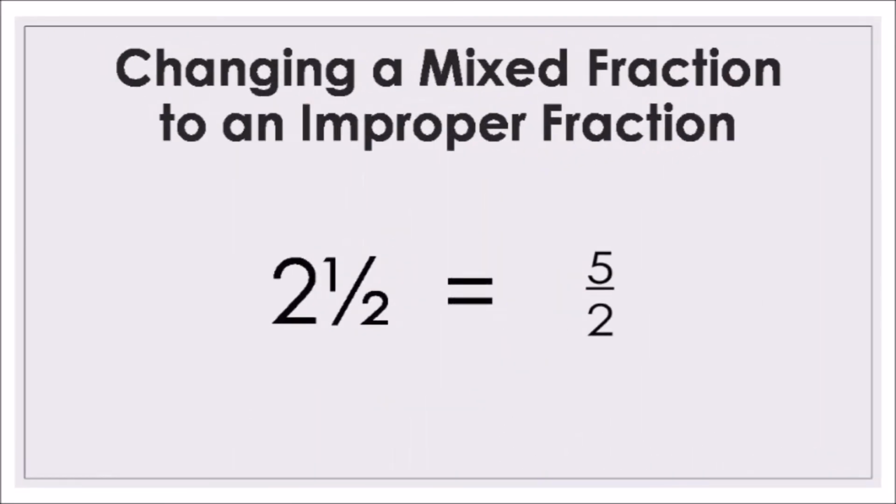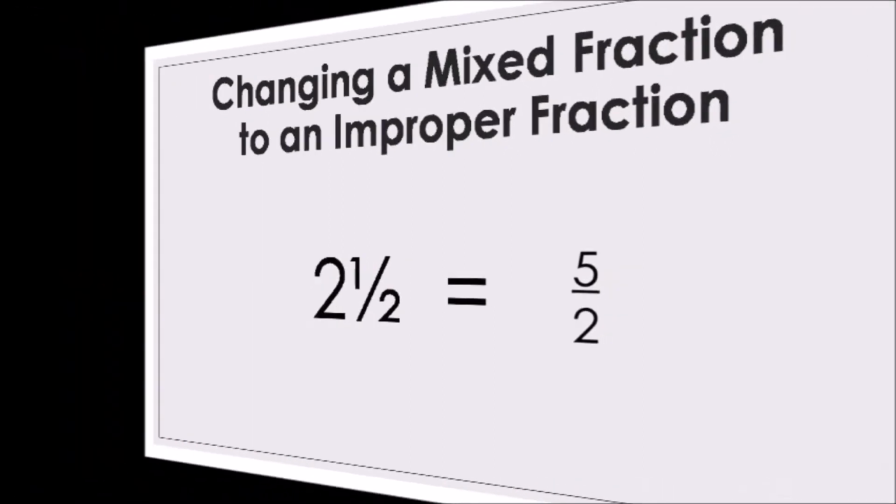Yes, 2 1/2 is 5 halves. 5. And then the 2 is on the bottom. So 2 times 2 is 4. Plus 1 is 5. And then you write it as 5 halves. 5 with the denominator at the bottom.